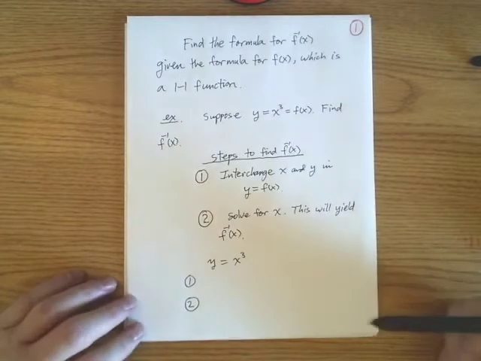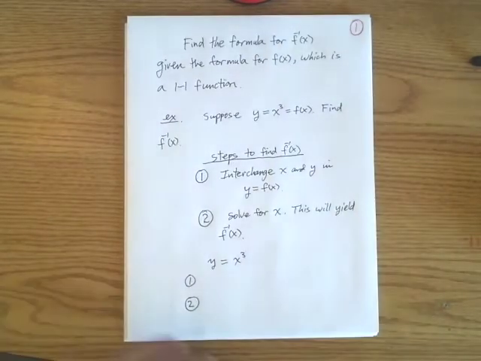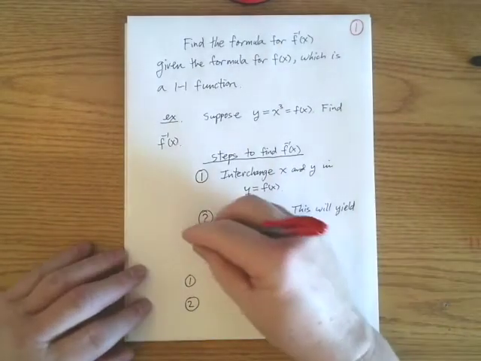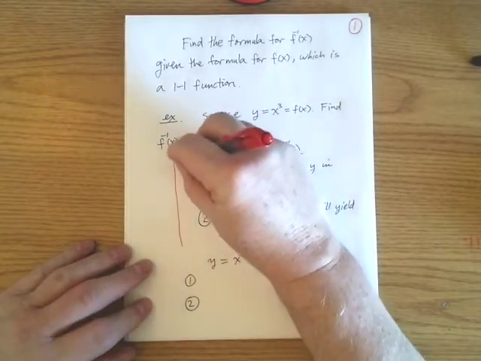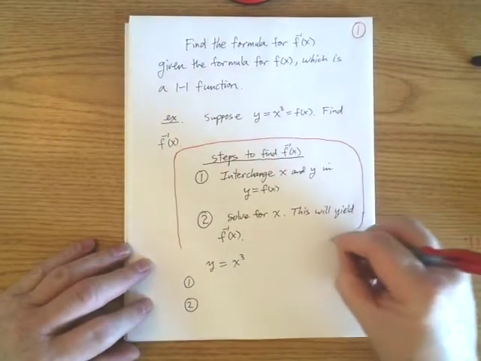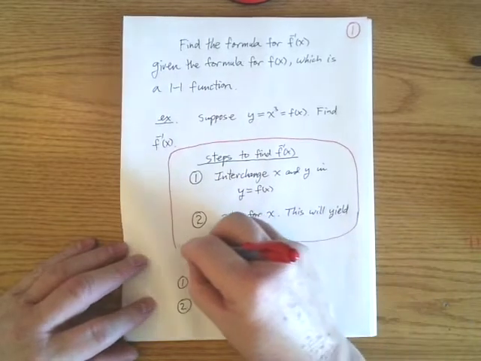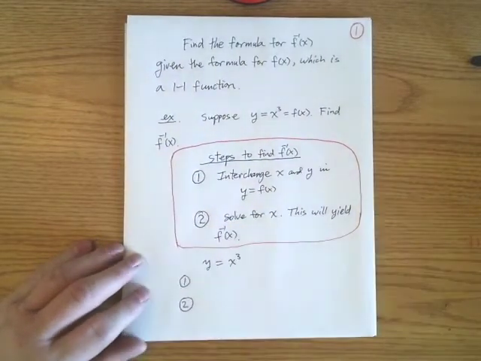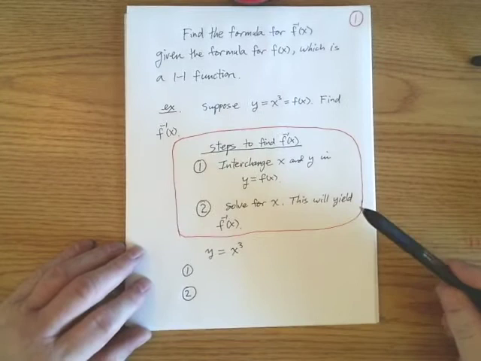Now I'm going to show you the steps you want to use to find f inverse. Let me box this in red maybe. These are the steps. There are only two steps. One step is trivial, the other one can be trickier. The tricky part is actually the second one.